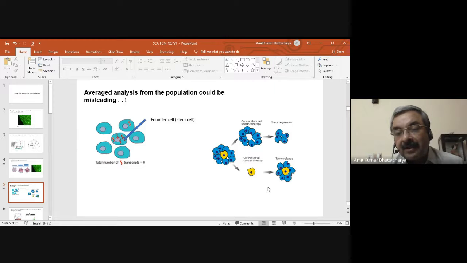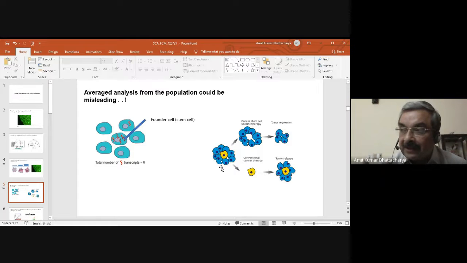Now, when it came to tumor therapy, as you see on the right-hand side of the slide, in tumors there is a concept that there is a single stem cell from which the entire tumor cell mass is produced. And this stem cell is, as we said, few in number. Now, the initial strategies to kill the tumor were devised by looking at marker proteins on the entire population of cells.